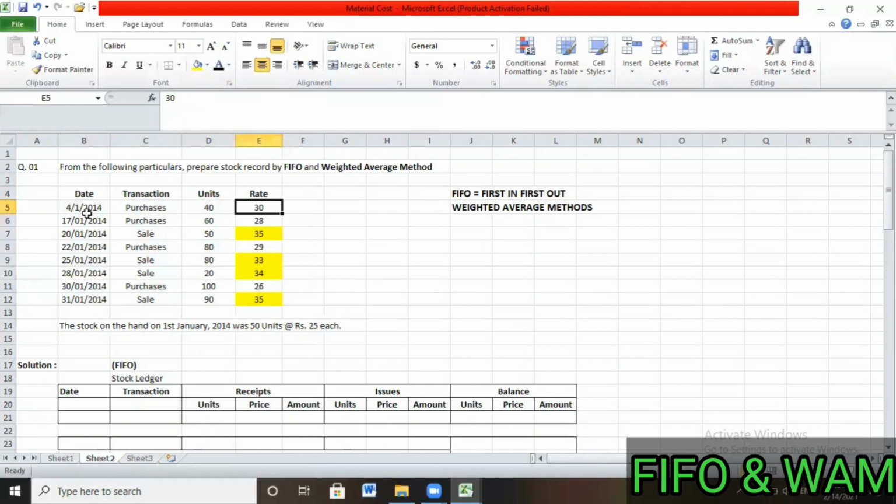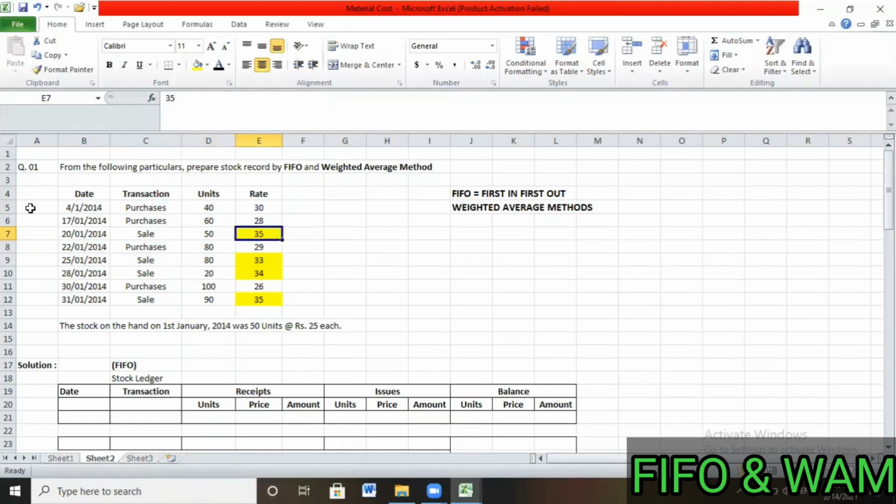So when you purchase this material, the purchase price was 30 rupees. And on 17th January, you purchase again 60 units at the rate of 28. This is how the market works: what you purchase today, you will not get tomorrow at the same rate. This is market fluctuation, and we buy it for 28 rupees. On 20th January 2014, there was a sale of 50 units and the rate was 35 rupees.